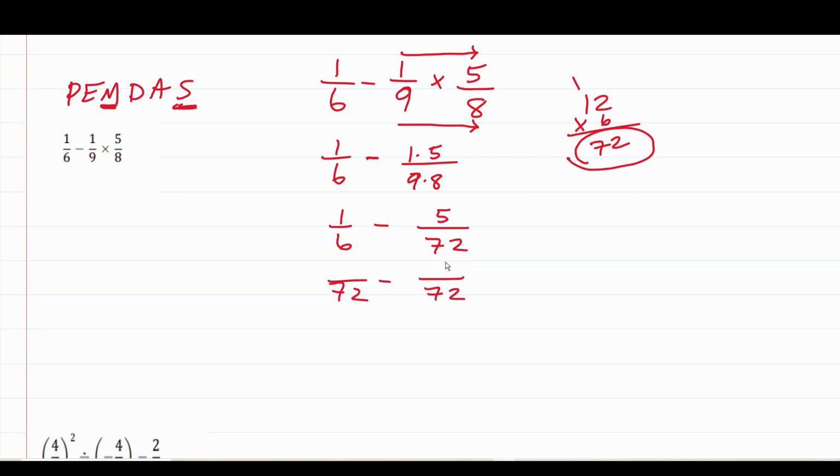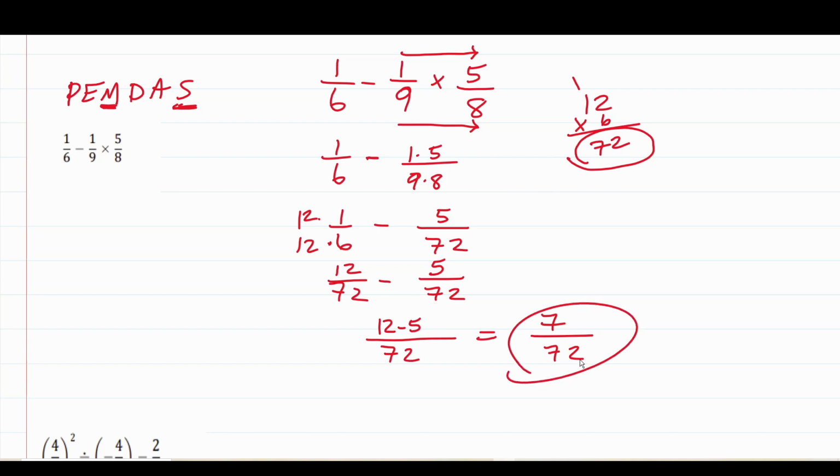Again, 5 over 72 is already over 72, so we're just going to leave that as is. In order to write 6 as 72, we have to multiply it by 12. We're also going to do that to its numerator. 12 times 6 is 72, as you just saw over here. 12 times 1 is 12. So this becomes 12 minus 5 over 72. 12 minus 5, of course, is 7 over 72. 7 is a prime number, so we cannot reduce this any further. So the answer to this one is 7 over 72.